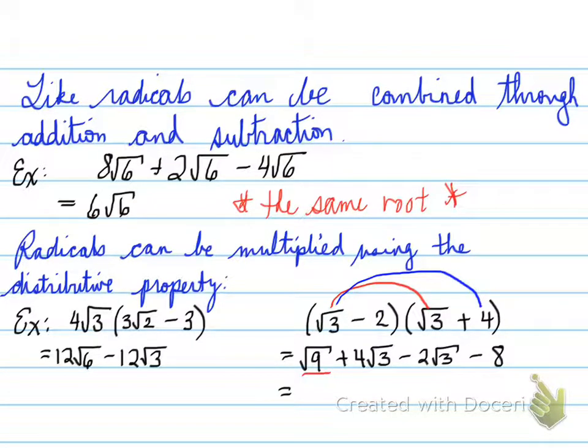Root 3 times plus 4 gave us plus 4 root 3. Minus 2 times root 3 gave us minus 2 root 3. And finally, minus 2 times 4 gave us minus 8. So that's how we expanded it. The next step is to collect any like terms and simplify any radicals.